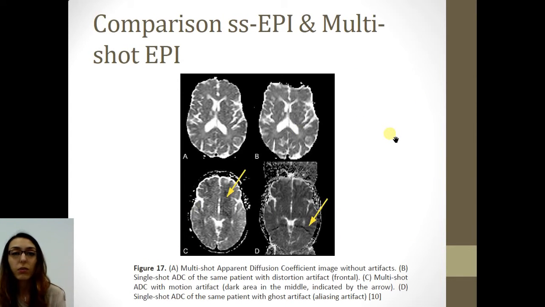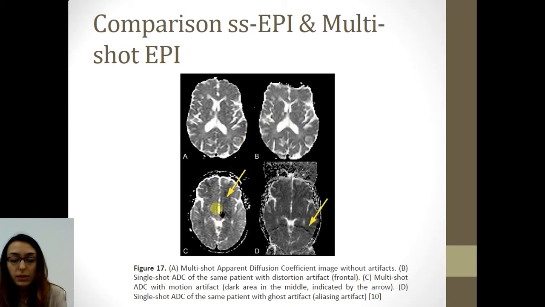So you can see a comparison of SS-EPI and multi-shot EPI here. These are actually the apparent diffusion coefficient maps. The diffusion coefficient maps can be found by leaving the D alone in the signal equation. So here in A, multi-shot apparent diffusion coefficient map without any artifacts, for example, but in B, this is the single shot version of it. So here, in the frontal lobe, you can see some distortions. This is really not something that we want. But both A and B are corrected in terms of their problems.